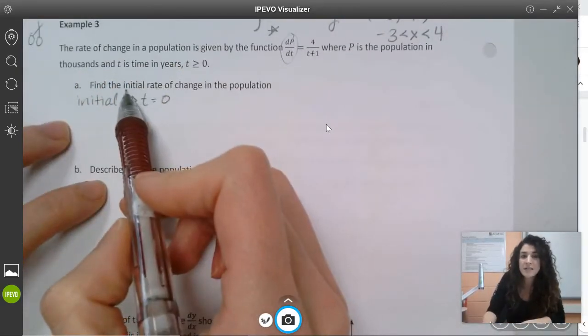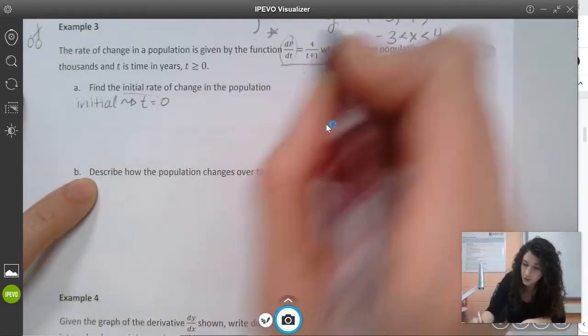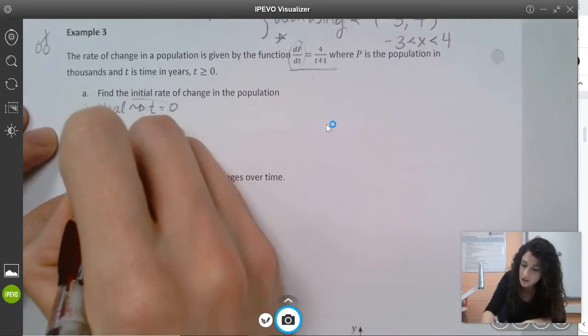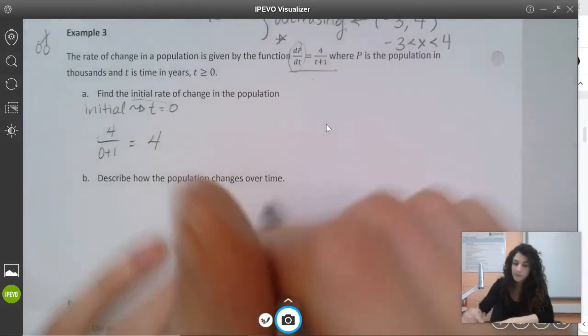And since we're asking for the rate of change and we know what the time is, we can just go ahead and replace that, use our rate of change formula, our derivative. So that's 4 over 0 plus 1, which just equals 4.